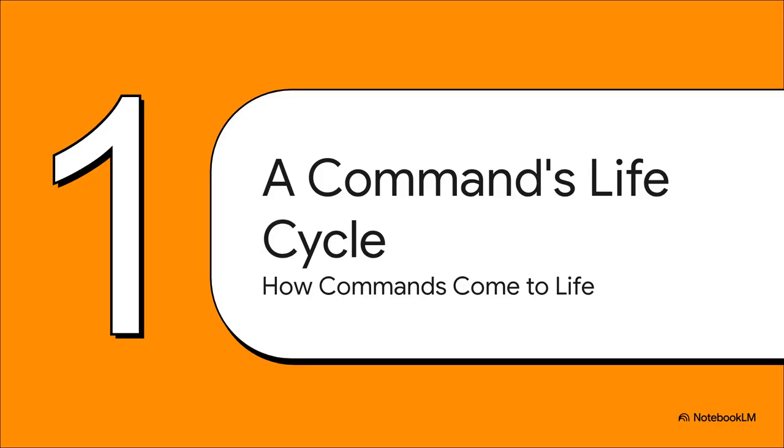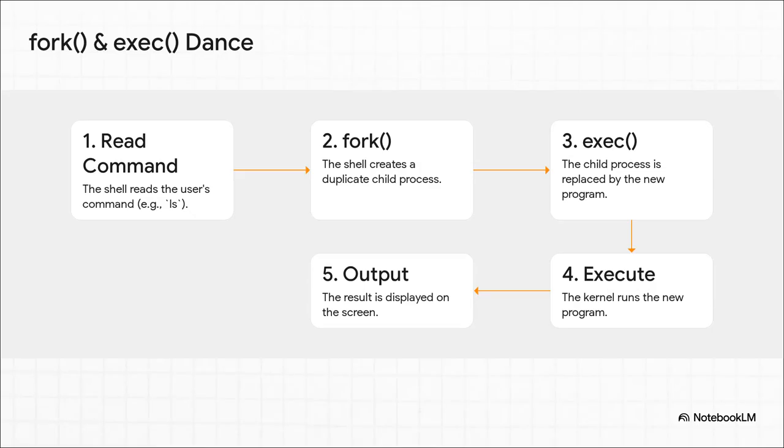Okay, so enough with the analogies, right? To really get it, let's follow the journey of one simple command. We're going to trace its life from the second you type it to the moment the result pops up on your screen. And this is where it gets really cool. So you type ls to list your files. First, the shell reads your command. Then it does this really clever two-step move we call the fork and exec dance. It forks, which basically means it makes an exact clone of itself, a little child process. Then that child uses exec to completely morph into the ls program you wanted to run. The kernel runs it, and boom, the output gets sent right back to your screen.